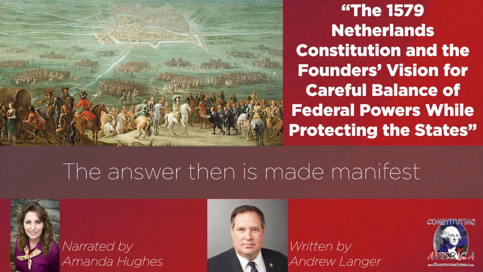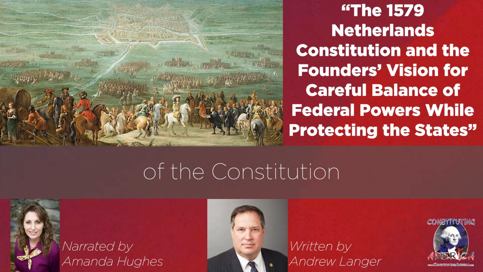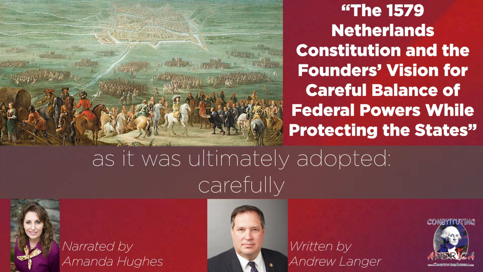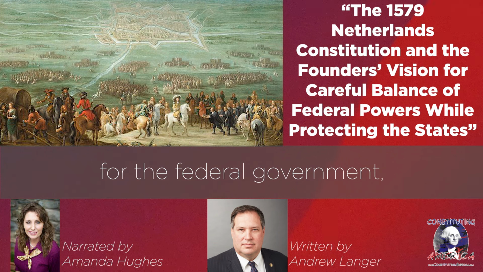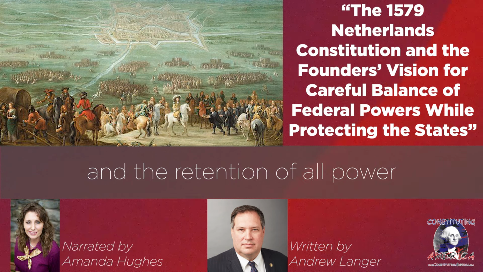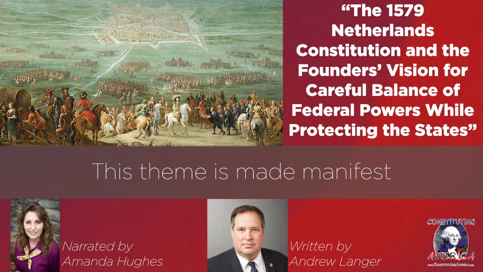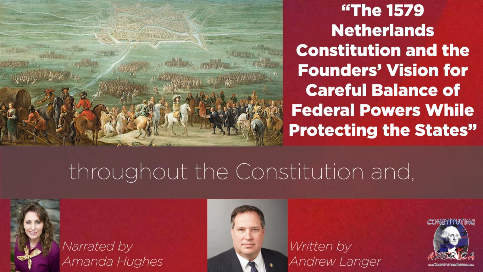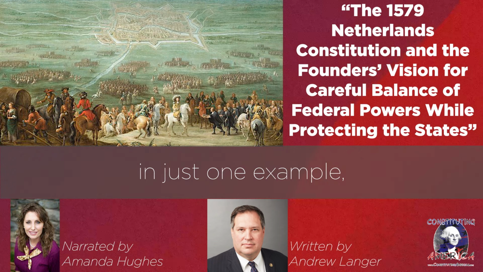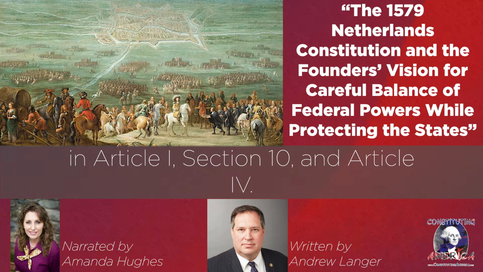The answer, then, is made manifest in the choices made in the structure of the Constitution as it was ultimately adopted: carefully enumerated powers for the federal government, a balancing of those powers between branches of government, and the retention of all power not surrendered in the hands of the people themselves as well as state governments. This theme is made manifest throughout the Constitution, and, in just one example, one can note the balance and contrast between what is discussed in Article 1, Section 10 and Article 4.